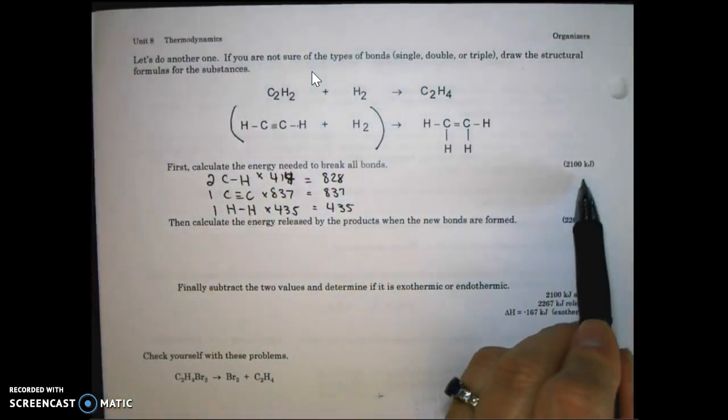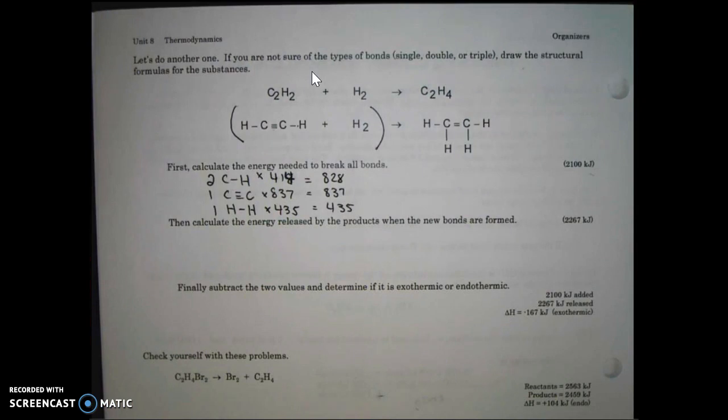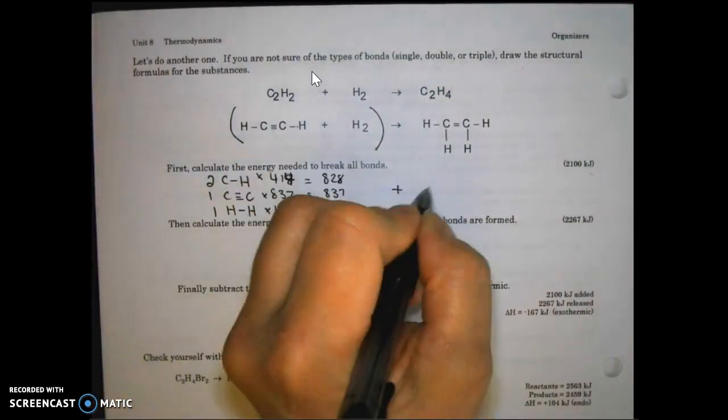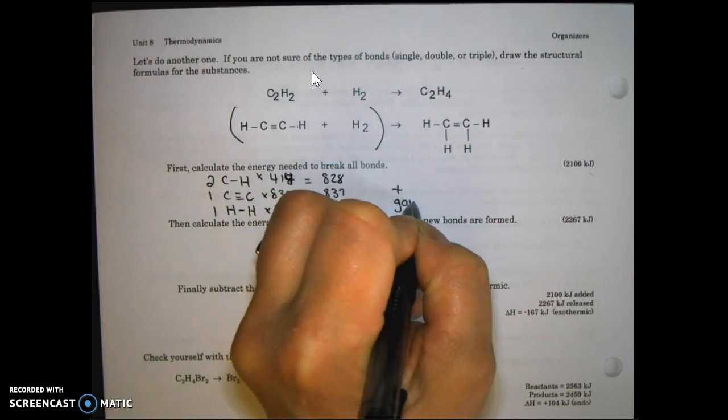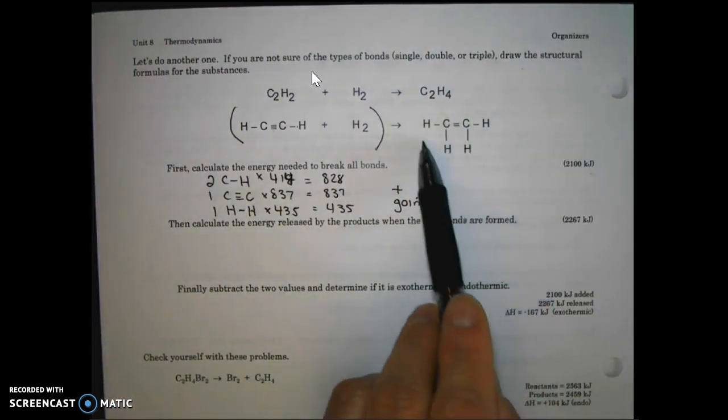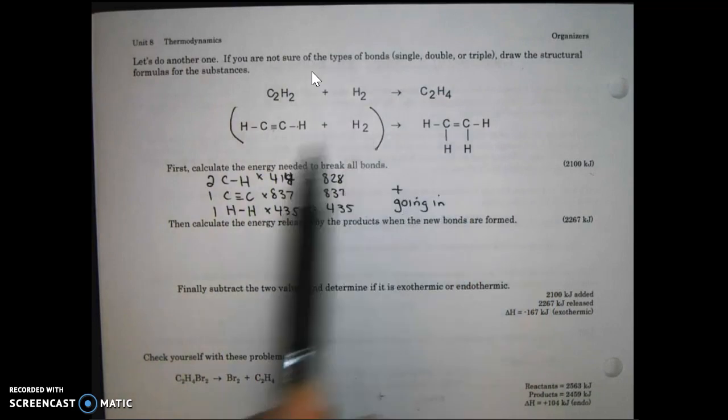So if you add all those up, that should give you 2,100 kilojoules. So that's the amount going in. That's the positive stuff. That's the energy going in. The endothermic part. Okay, what are we coming out with? Well, we've got 1 molecule coming out.